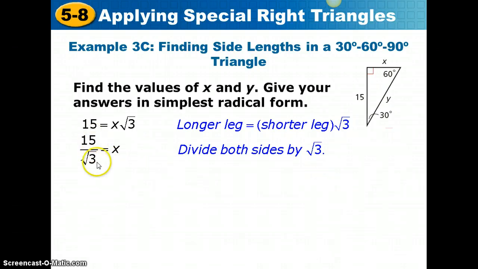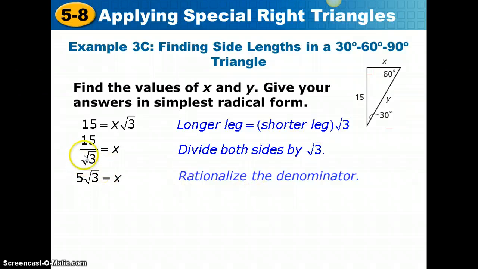That leaves 15 over the square root of 3, but this causes a problem. We cannot leave our answer as 15 over root 3. You can't have the radical in the denominator of a fraction. So we need to multiply top and bottom by square root of 3. When you multiply the top by square root of 3 and bottom by square root of 3, you get 15 root 3 over 3, but 15 divided by 3 is 5. So when you rationalize the denominator, you get 5 root 3. So x, the shorter leg, is 5 root 3.